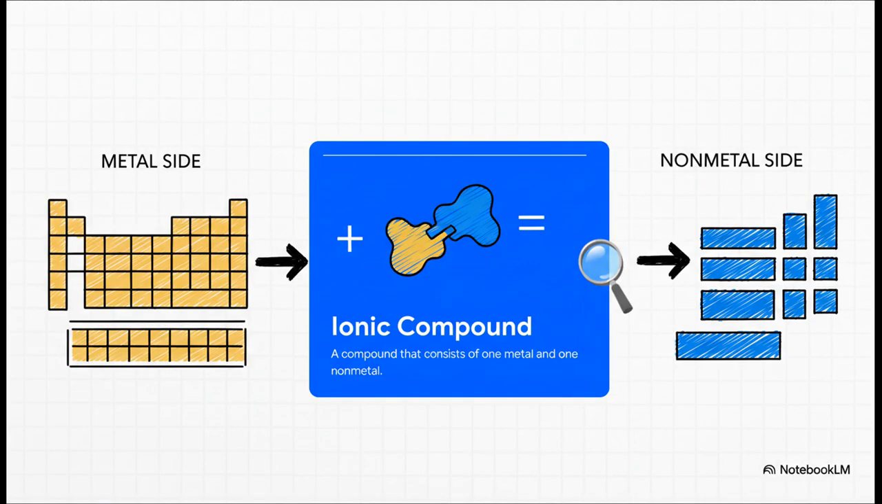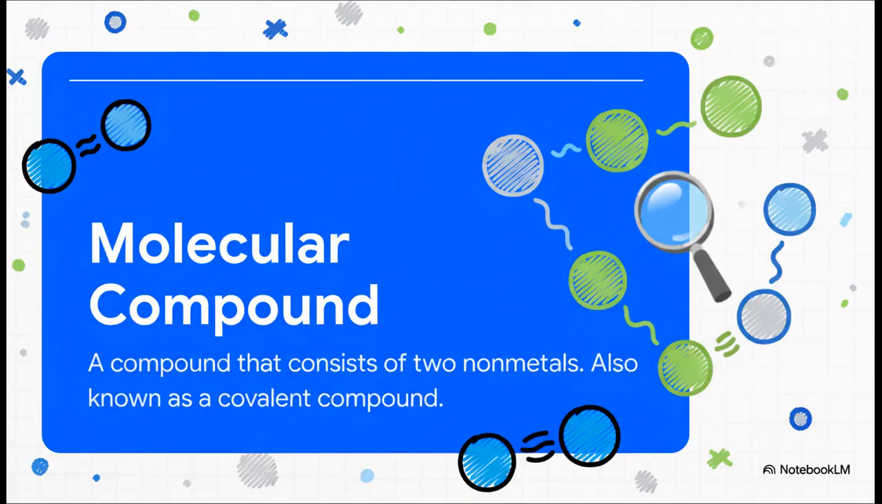What's an ionic compound? It's really simple. It's just a partnership between a metal and a nonmetal. Just picture your periodic table. You're grabbing an element from the metal side and pairing it up with one from the nonmetal side. That's it. And a molecular compound? Well, that's a team made up of only nonmetals. Two or more elements from that corner of the periodic table joined together. Oh, and you might hear these called covalent compounds too. Don't let that throw you. They're the exact same thing.